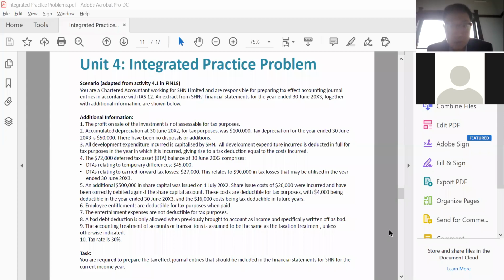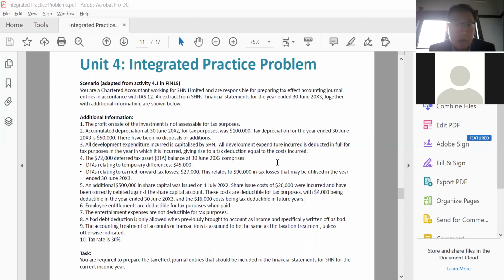Kick it off. All right, so the second task that we're going to go through today is in reference to the Unit 4 materials, which is to compute current taxes and deferred taxes. So the scenario is that you are a chartered accountant, you work for a company, you need to prepare the tax journal entries for the financial year.